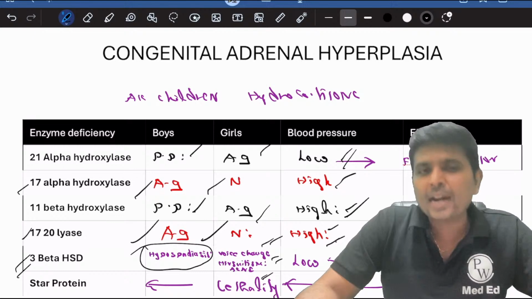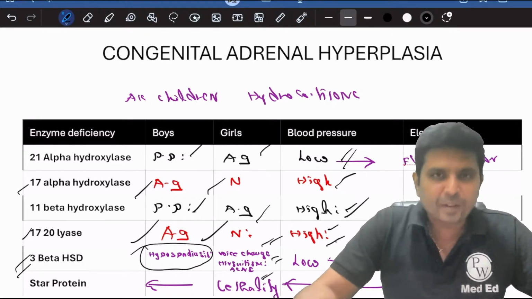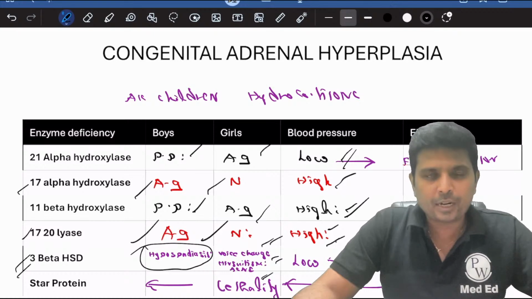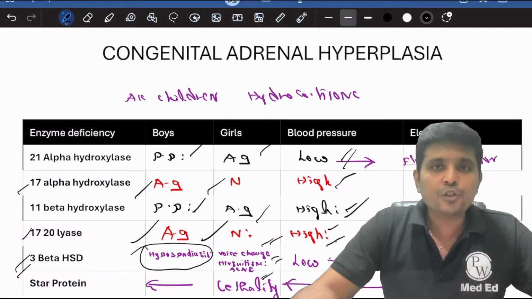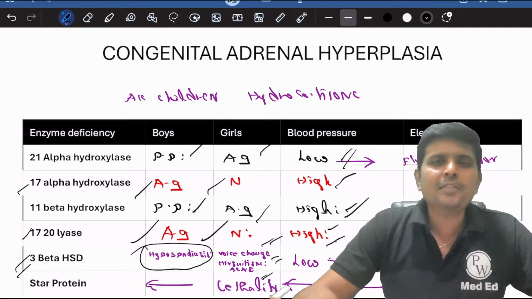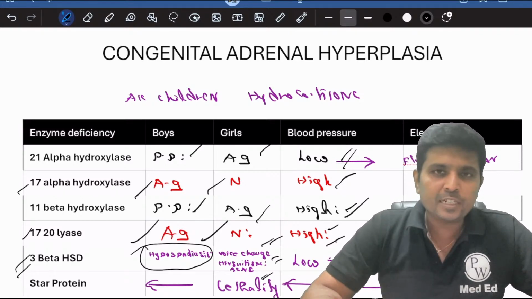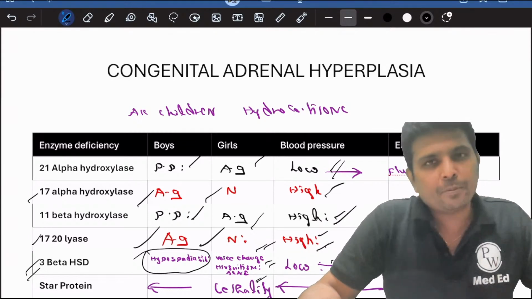Star protein is the one which transports your cholesterol into the mitochondria. When star protein is not there, cholesterol cannot be shifted to the mitochondria, as a result of which no aldosterone, cortisol, testosterone, nothing is produced, and it is lethal in utero. Right? This is all about your congenital adrenal hyperplasia.